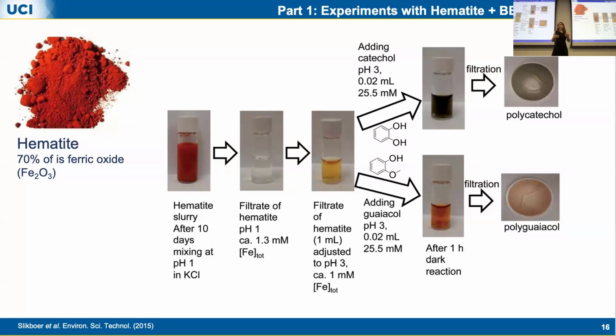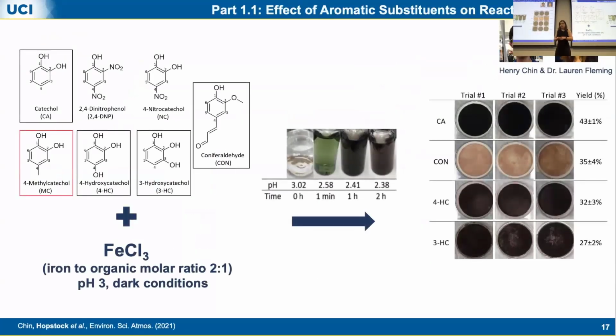And so they went and tried to see what these particles looked like under the microscope, and could they find what the chemical composition was. And what they found is that there was no iron in these particles. So the iron stayed in solution, but the particles, the precipitate that was formed, was completely organic. And so that was very interesting to me.